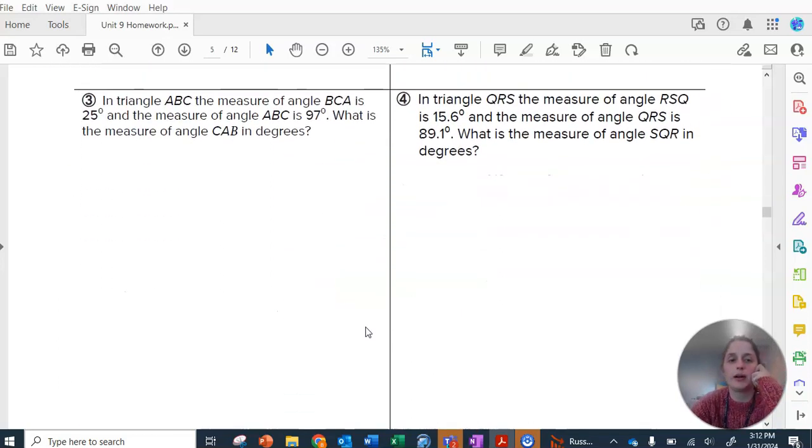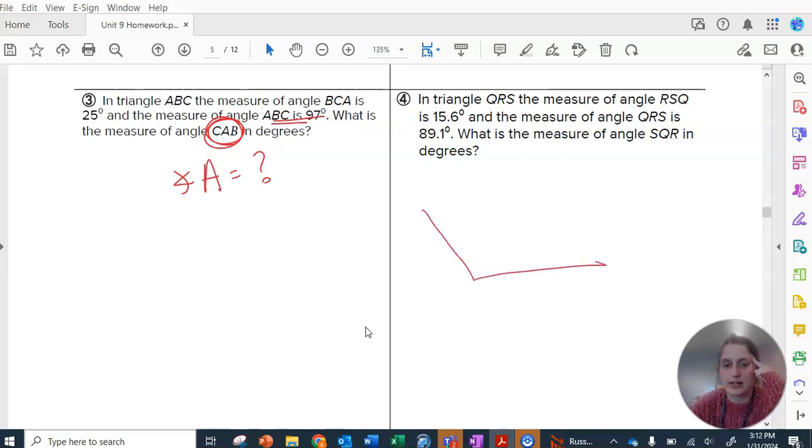Down here we have word problems. We already fixed this typo. Well, this is the fixed typo. It should say CAB because that means we're looking for angle A. We fixed this in class, so this shouldn't be a huge issue. But you're looking for angle A, not what the typo originally said, CBA, because we already know that angle B is 97 degrees.